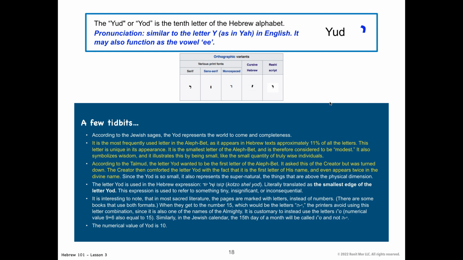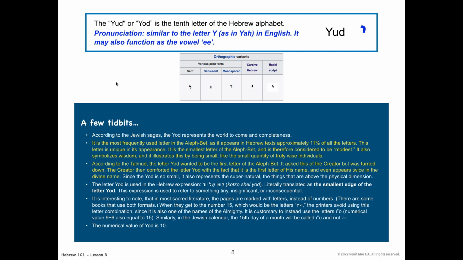Okay. So the letter Yud or Yod, some people call it Yod, okay? Pronunciation is similar to the letter Y, as in Ya, in English. However, it may also function as the vowel E, as you have seen thus far, okay? So, a few tidbits. According to the Jewish sages, the Yod represents the word to come and completeness. It is the most frequently used letter in the alphabet, as it appears in Hebrew text approximately 11% of all the letters.